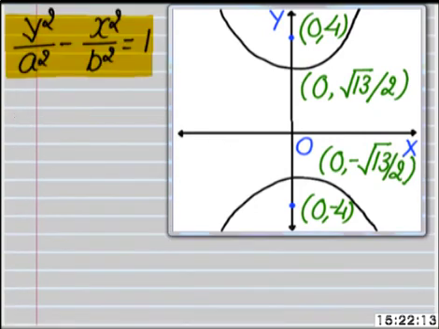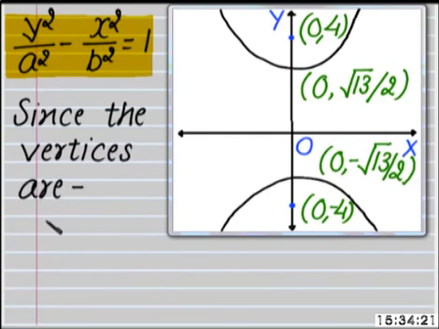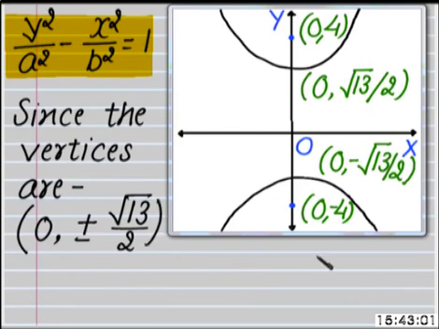Since the vertices are 0 and plus minus root 13 by 2, therefore a is equal to plus minus root 13 by 2.